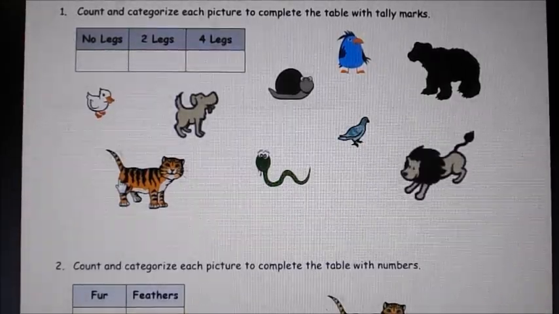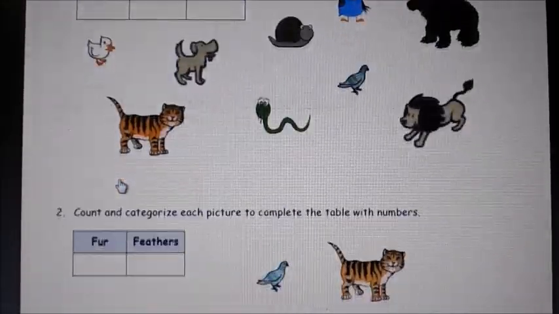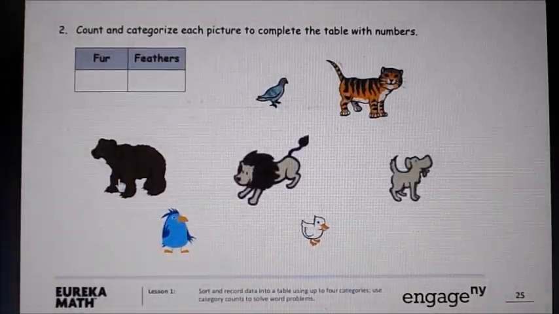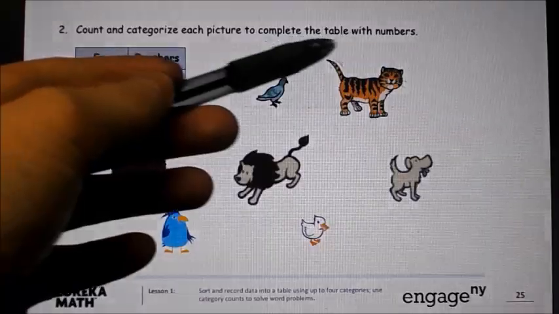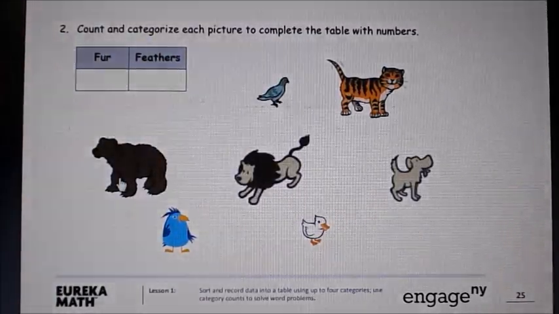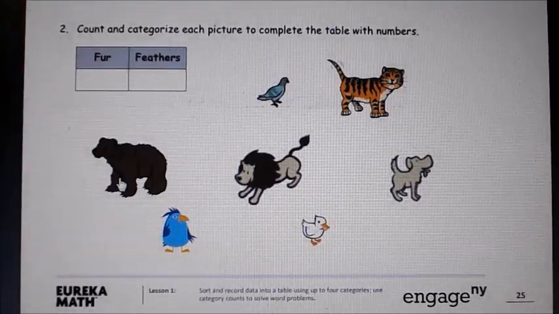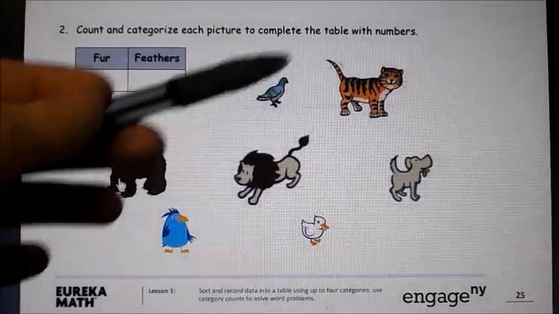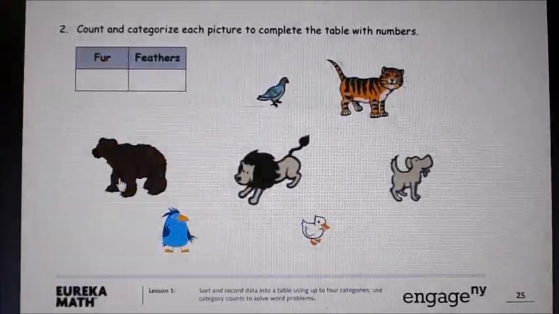As we go down to number 2, it says count and categorize each picture to complete the table with numbers. So we would do numbers on this one. How many animals have fur, and how many of them have feathers? So again, we're going to look. There's 1, 2, 3, 4, 5, 6, 7 animals total.